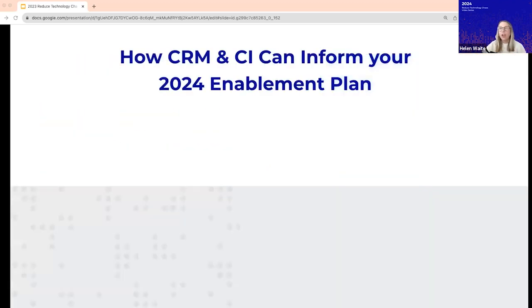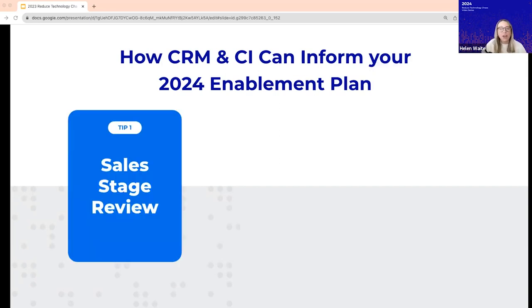So today I'll cover 3 ways that our customers have shared that they've used specifically their CRM data and their conversation intelligence data to better inform their enablement calendar. As we're getting into planning season, think of these 3 tips and how they can help you.